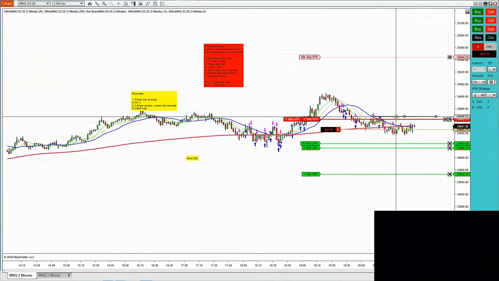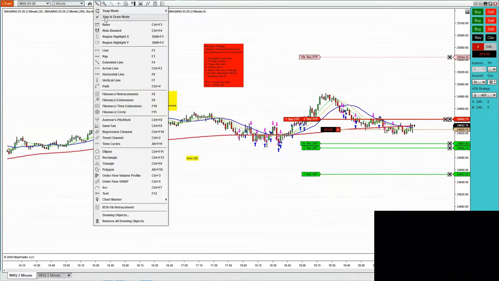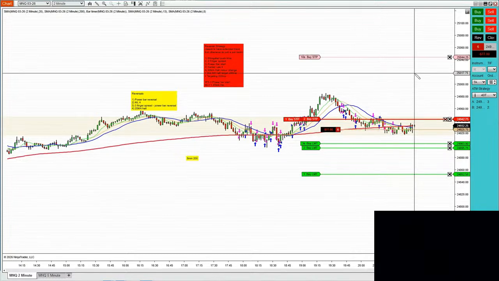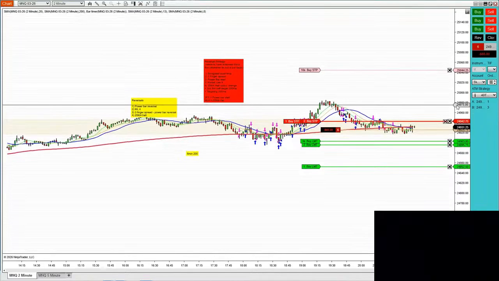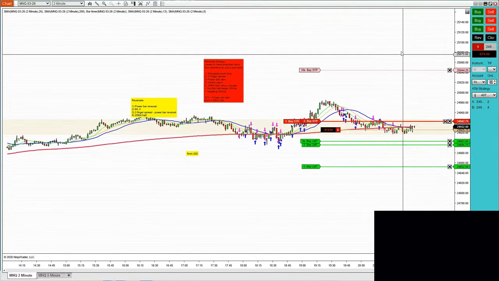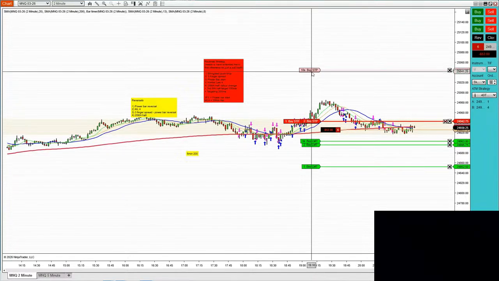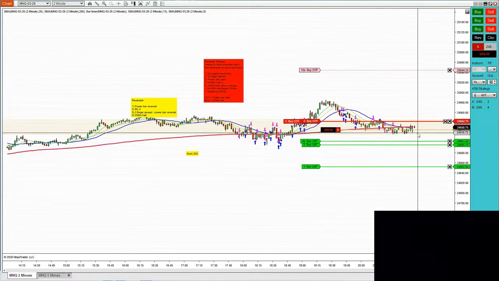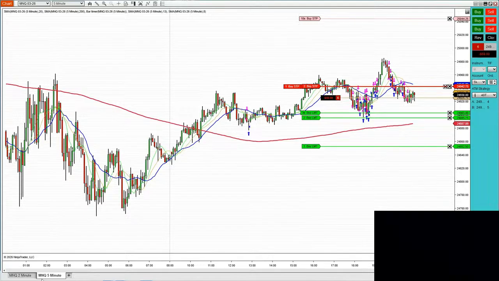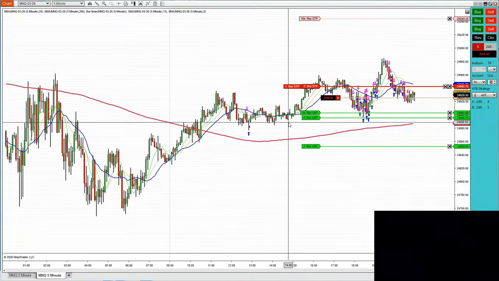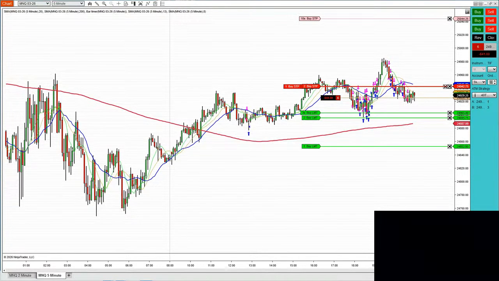Oops, got rid of the wrong one. Remove, remove. So this region, this is where we need to clear with a strong bar. If we do get one and it clears my stop loss, I'm just going to jump straight into the longs. Still do like the shorts even on the 5 minute.